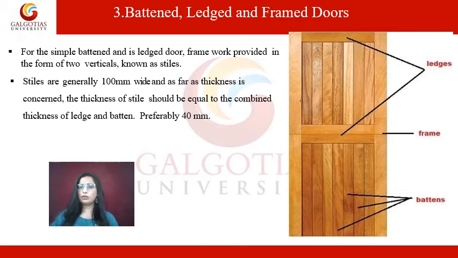So, as I mentioned in the batten and ledge door, we are dividing this door into two frames. Here you can see this is the single frame part and this is the second frame part. So this is the frame, and these are the horizontal members which are known as the ledges, and these are the vertical members which are known as the battens. This type of door is slightly different from the previous door, because here we differentiate it with the frame, so that's why it is called the batten ledged and frame door.